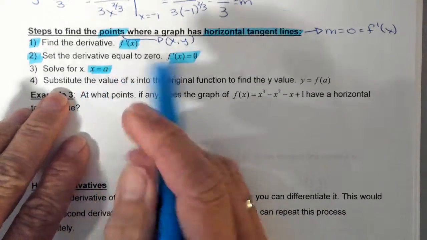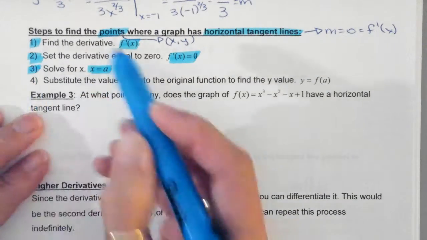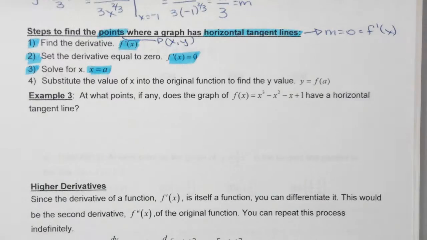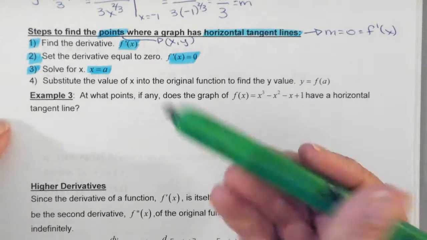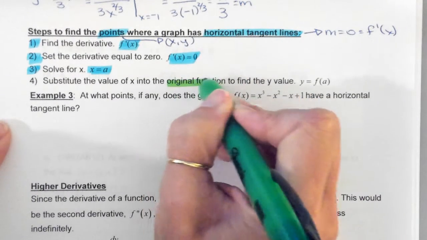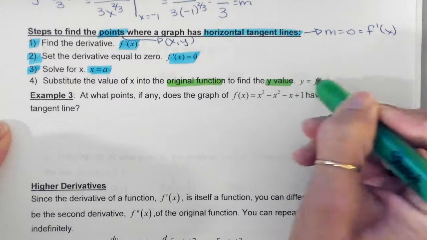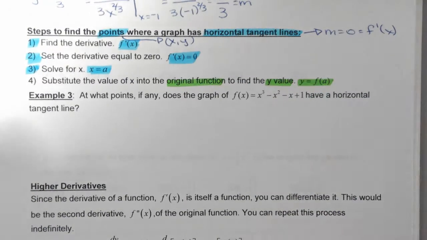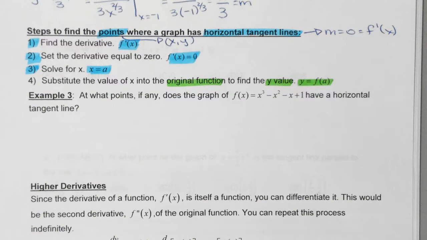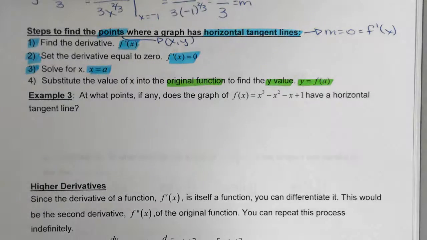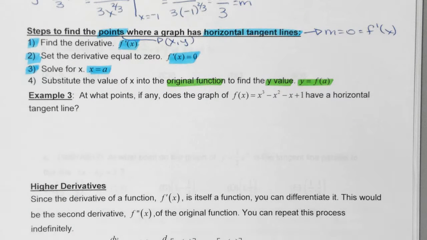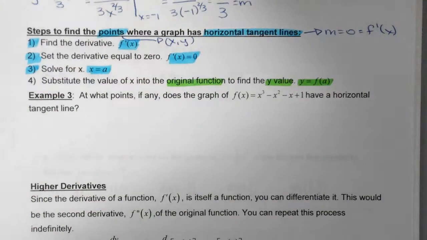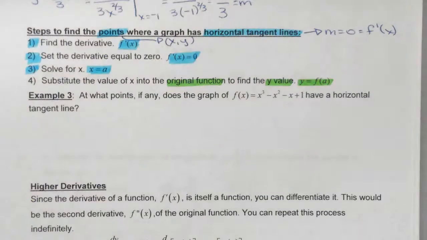Then you will substitute. This is the key thing right here, guys. You will substitute those values into the original function to find the y value. I used a different color because the most common mistake made is that people will then take that x value and put it back in the derivative. We don't want that. We want the points on the original graph where the tangent line is horizontal. So you have to use the original function.